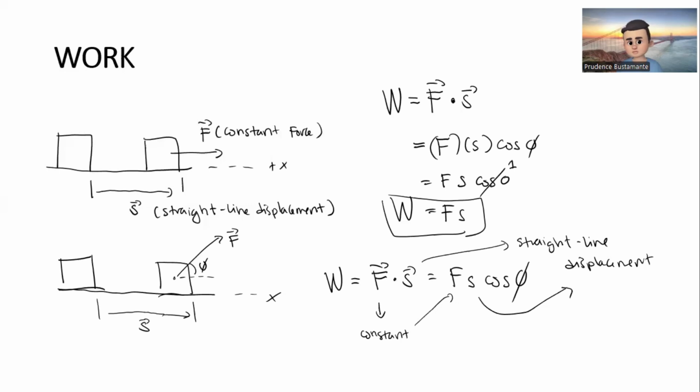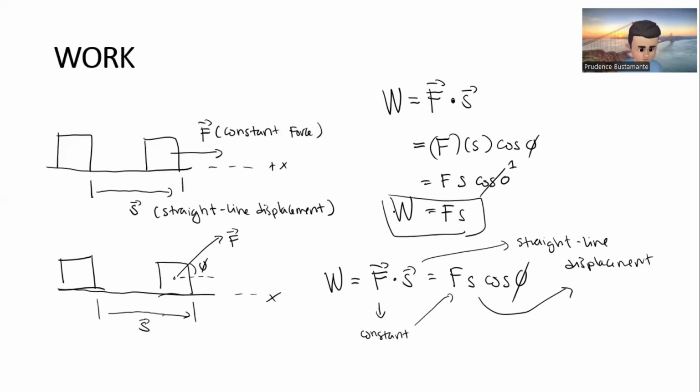S must be a straight line. Okay. So therefore, the work is just equal to the force times the displacement. If I read it clearly, when a constant force acts on a particle that undergoes a straight line displacement, the work done by this constant force on the particle is defined to be the scalar product of F and S.